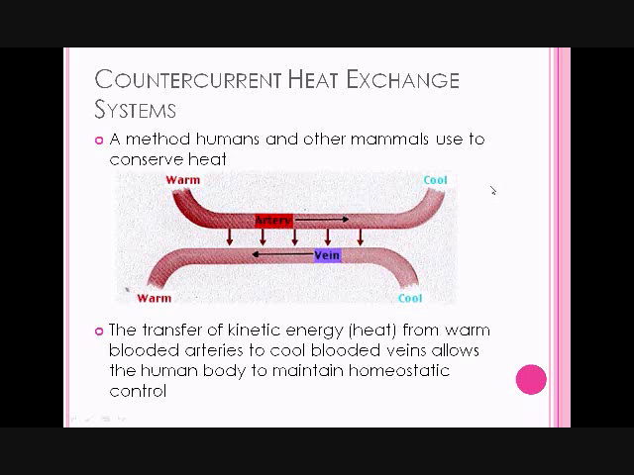Once blood reaches the capillary beds at the end of the limb, arterial blood loses less heat to the environment. Overall, the transfer of kinetic energy, heat, from the warm-blooded artery to the cool-blooded vein allows the human body to maintain homeostatic control.